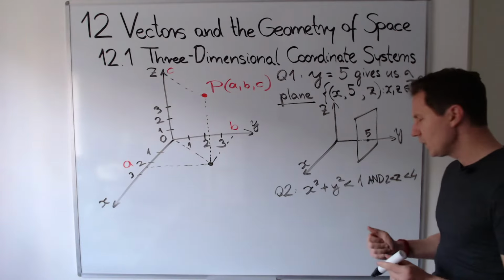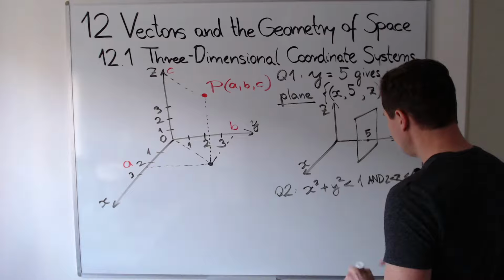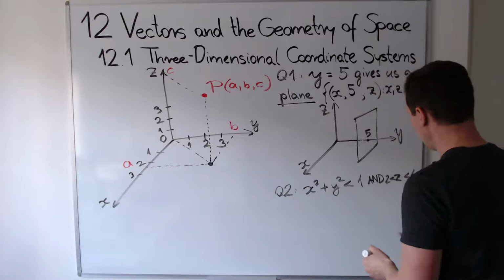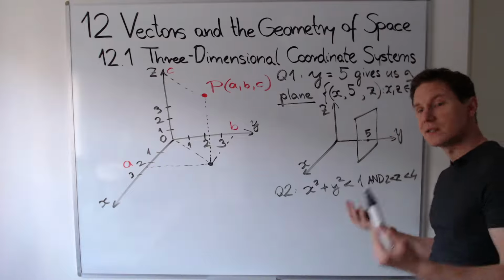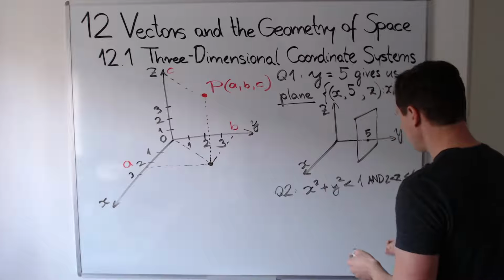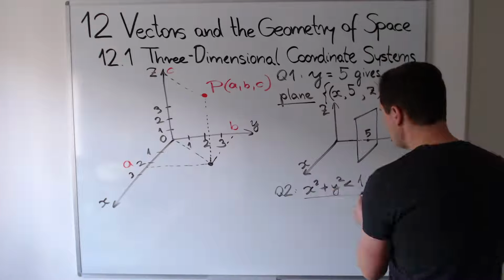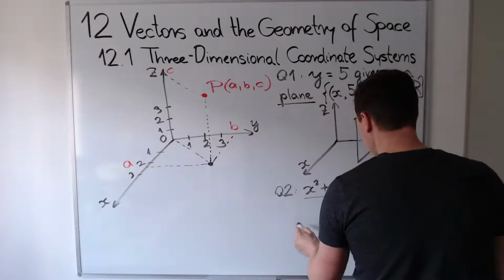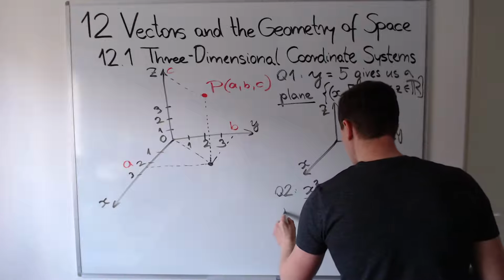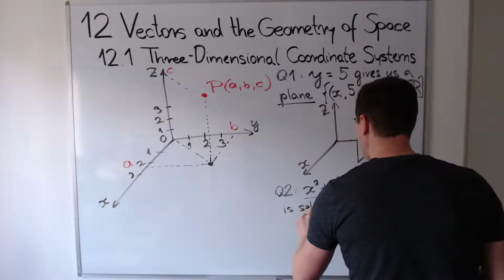Okay, I hope you paused it. So these two inequalities will give us a solid cylinder, and to see why that is, first we look at the first inequality. So let me just say it is a solid cylinder.